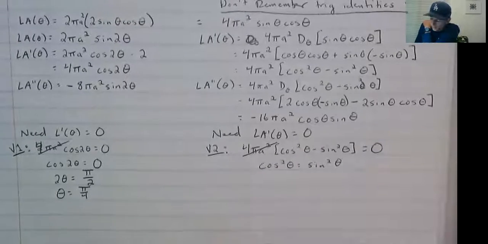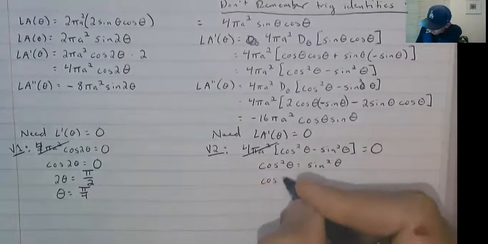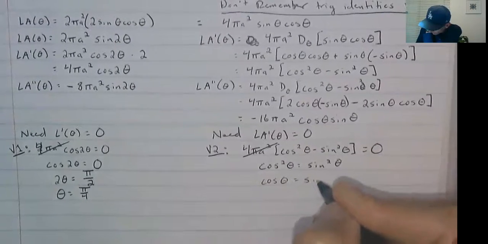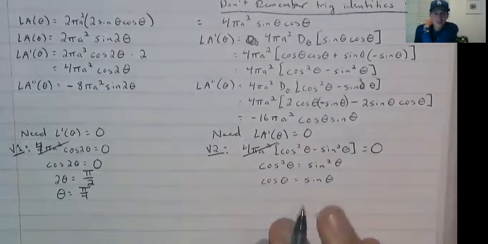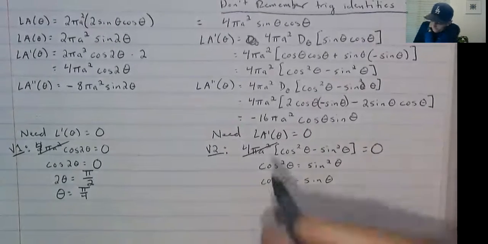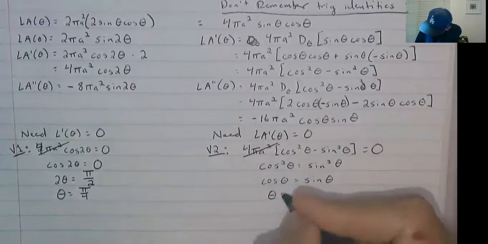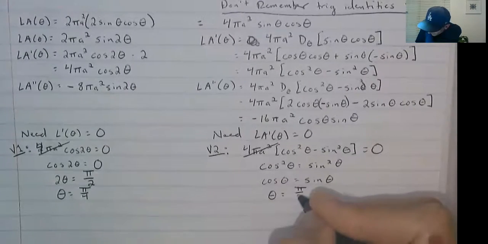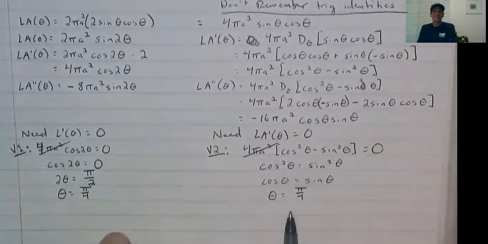It really means we need the cosine to equal the sine. And that happens precisely at pi over 4. Would you look at that? Even on the same line, it's almost like I planned it.